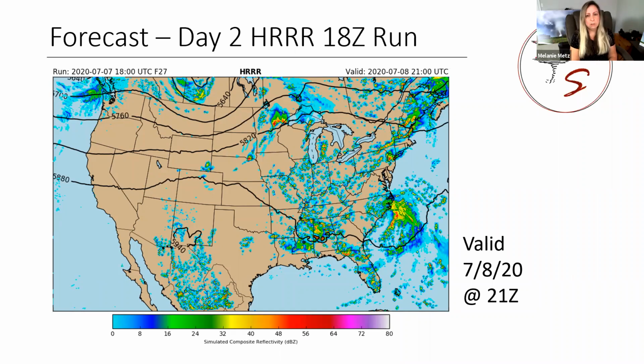It's the HRRR, the High Resolution Rapid Refresh model. It's a convective allowing model, meaning we can see when this particular computer model thinks that convection will happen, and where, and kind of how it looks. Is it looking linear or more supercellular?